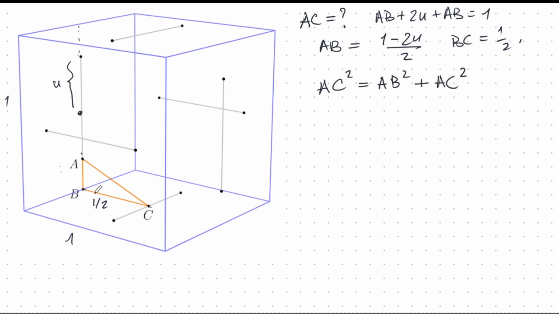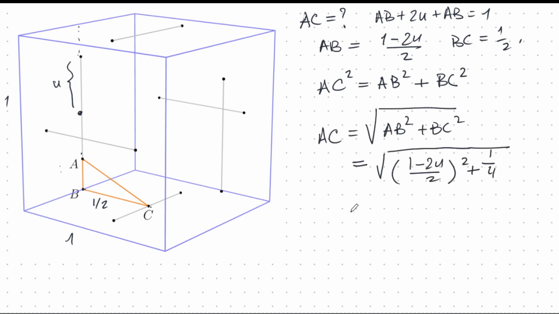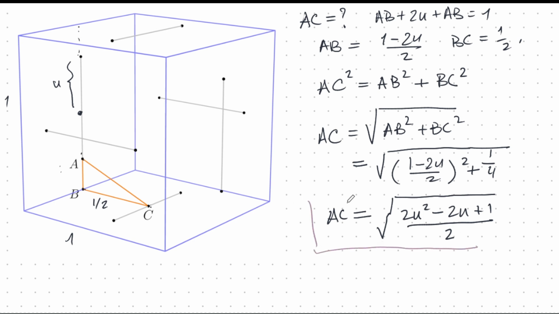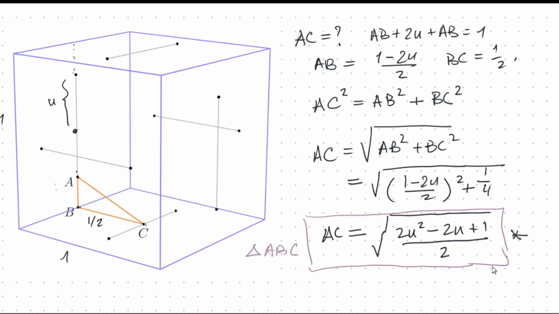AC squared plus AB squared is, oh, wait a minute. That should be BC squared. Okay, very good. Now I solve for AC. I get this, and now I just do some simple algebra. And I get this. And this is my solution for AC. So I'm doing well. I have all 3 sides of this triangle ABC solved.